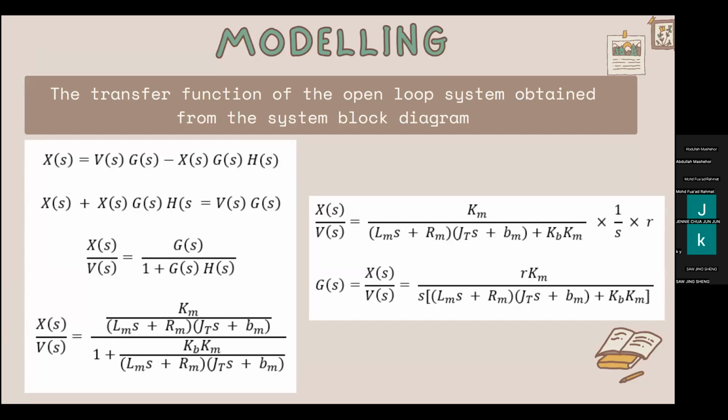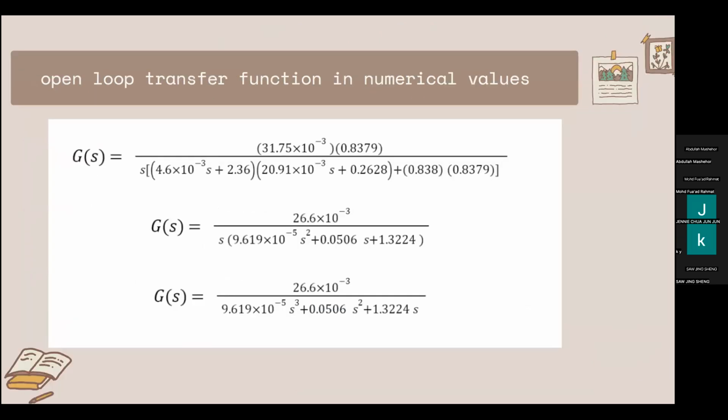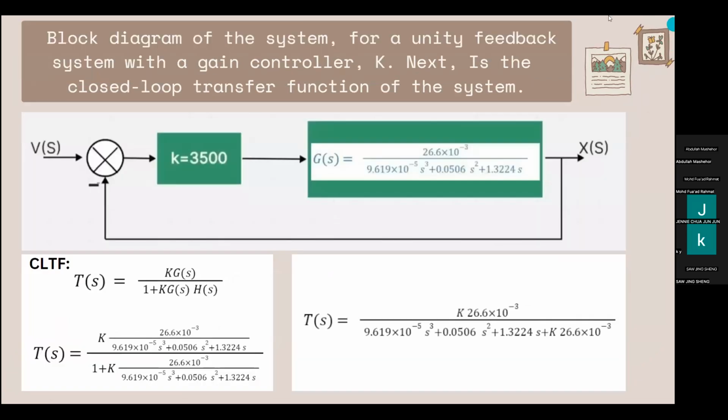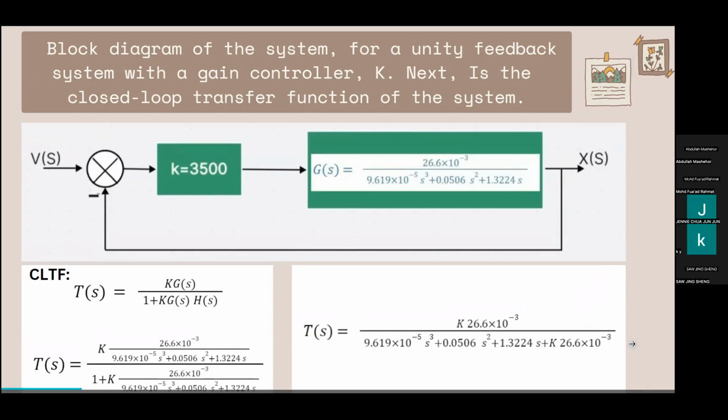This is the procedure for how we get the final equation from the block diagram by simplifying. Then for the next question, we put in all the values that were given to our group, and we get the final open loop transfer function. And this is the final open loop transfer function. This is the next question. We obtain the block diagram of the system using a unity feedback system. It means the closed loop. The closed loop transfer function. This is our closed loop transfer function. Then we also do the closed loop transfer function mathematically.